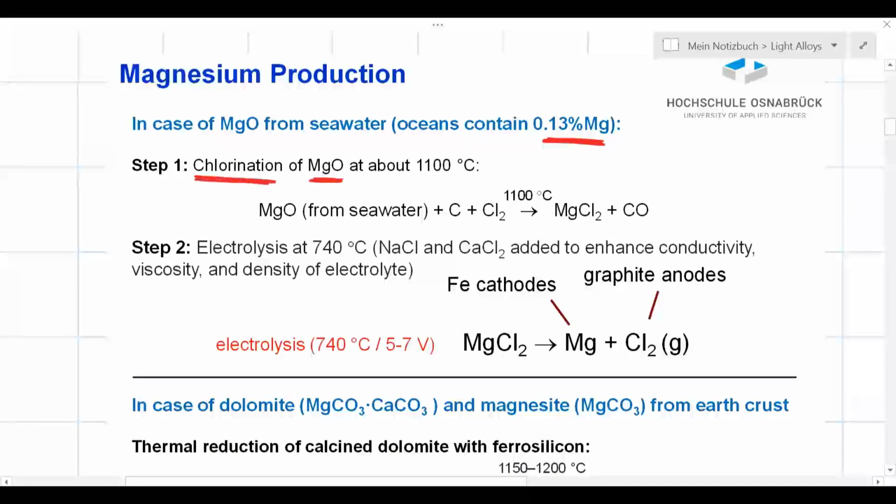So chlorination is the first step. It is kind of similar to what we did with titanium. With titanium, we were aiming for titanium tetrachloride, right? And in this case, we are aiming for magnesium chloride, MgCl2, and that could be achieved by addition of chlorine at a high temperature. The tendency of magnesium for chlorine is very high.